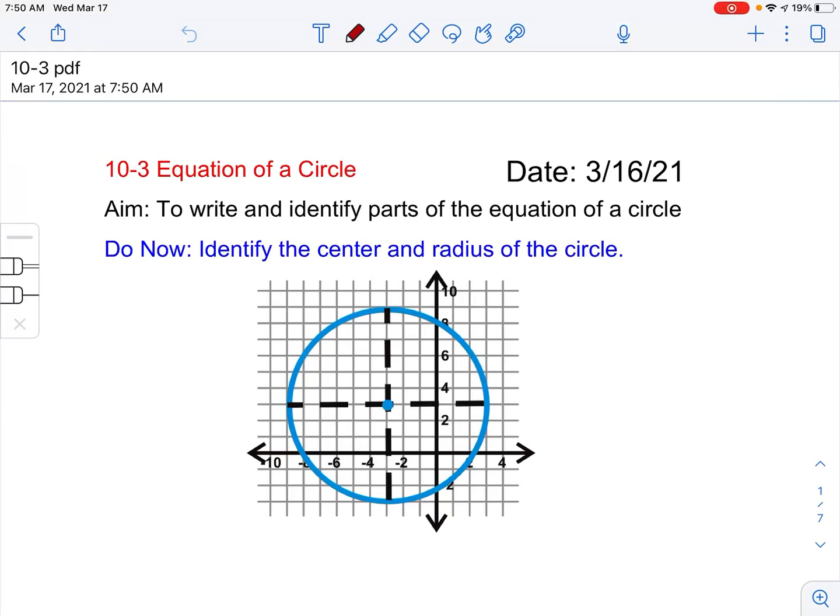Welcome to my video on 10-3, the equation of a circle. Today we're going to write and identify the parts of the equation of a circle, and go back and forth between identifying it from the circle itself and from the equation. So the first thing, just to refresh our memory from our geometry skills, is I have a circle here on a coordinate plane, and I'd like for you to identify the center and the radius of the circle.